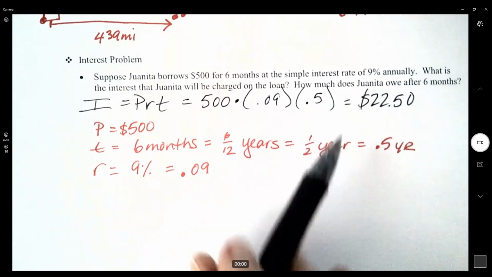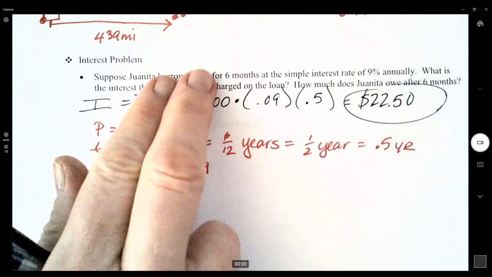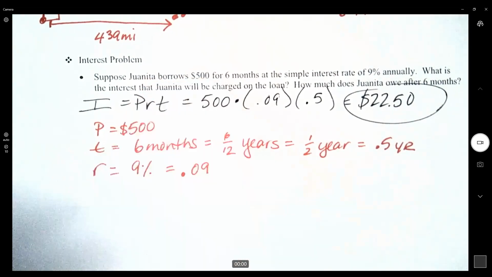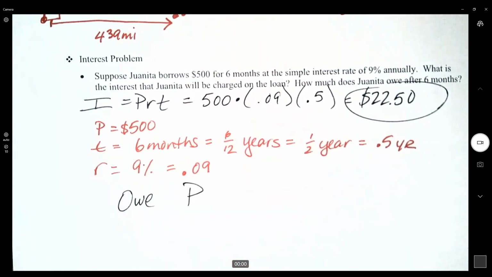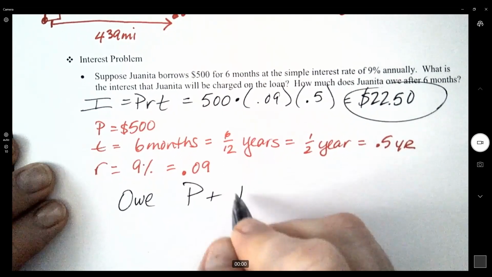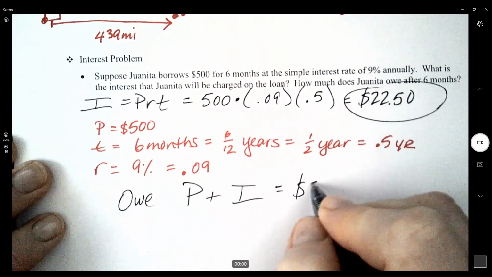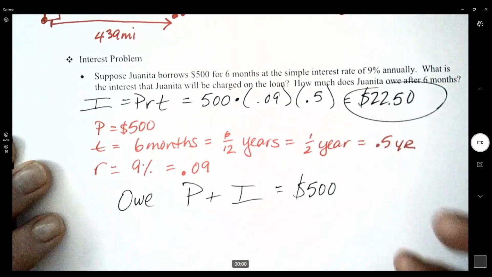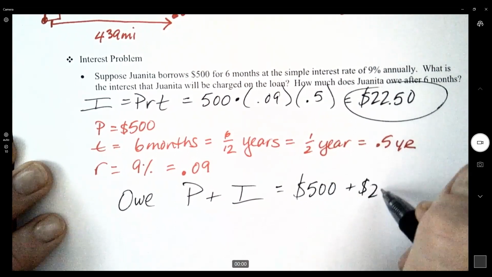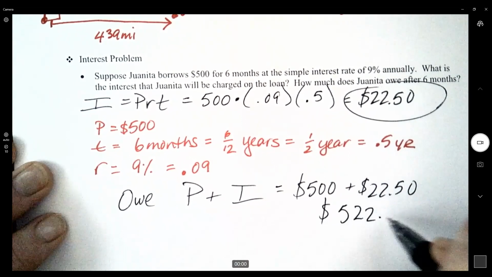So the second question now, this answers the first part. The second question says, how much does Juanita owe after 6 months? So she borrowed the $500. She clearly has to pay back the principal. So she will owe the amount of the principal, which is the $500, plus the amount of the interest that has accrued on her loan. So Juanita will owe back to the person that she borrowed from the $500 plus the interest. So she will have to pay back $522.50.